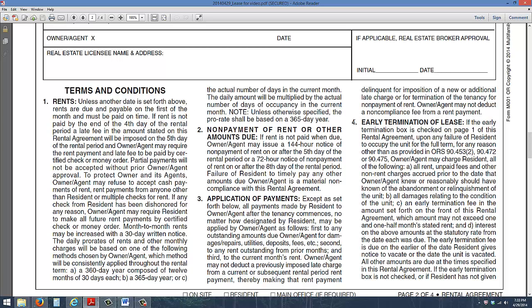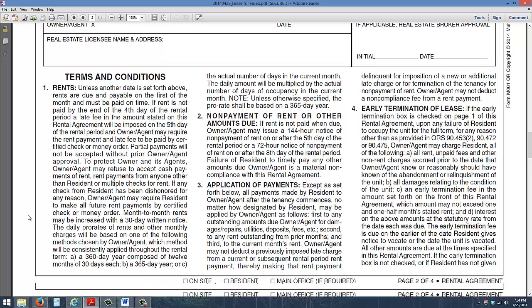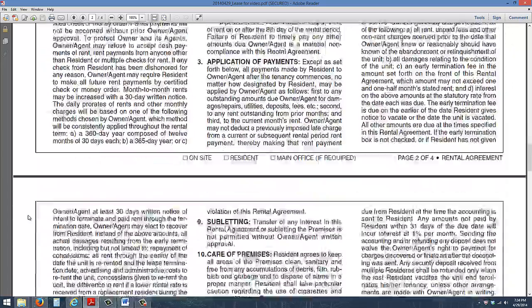Over here it talks about, in section 4, early termination of lease. It discusses a variety of different things. What we do is we do actual damages, which is going to be discussed actually on page 3. So with that said, let's move on to page 3. Okay, so moving on to page 3.